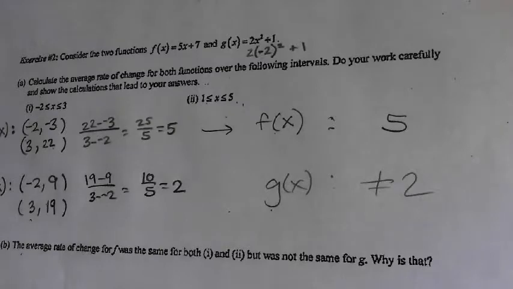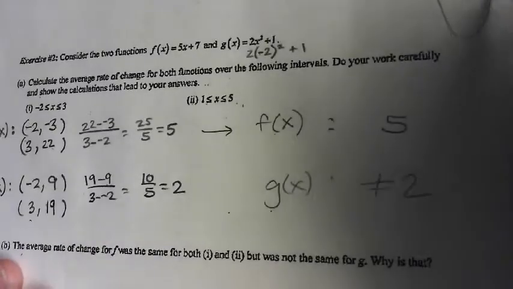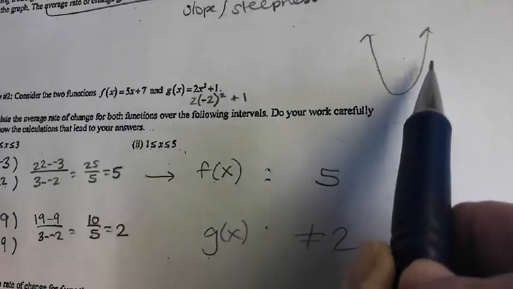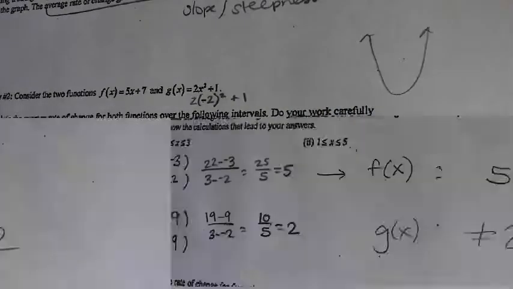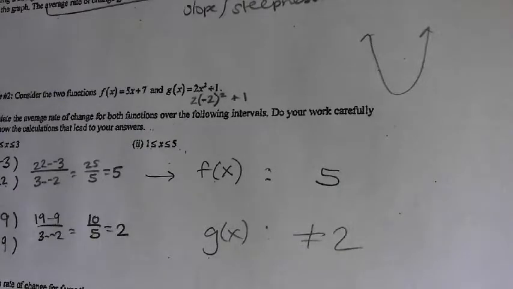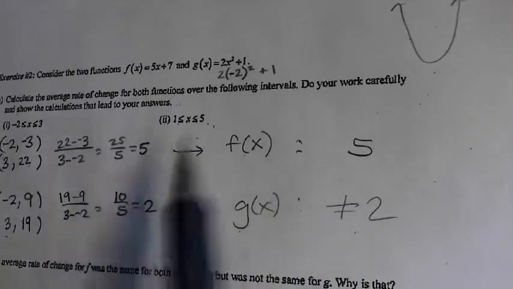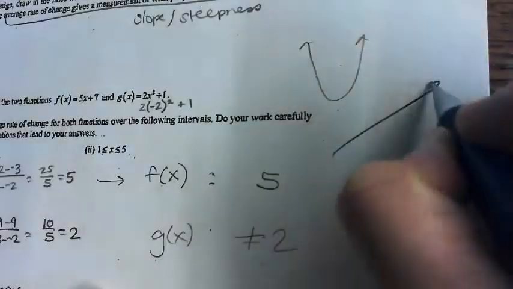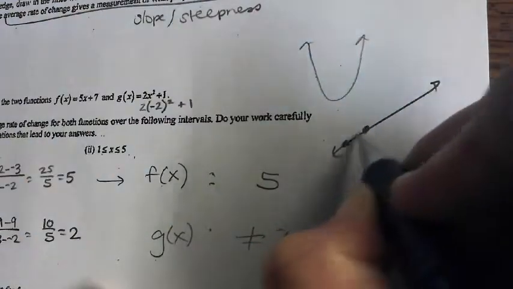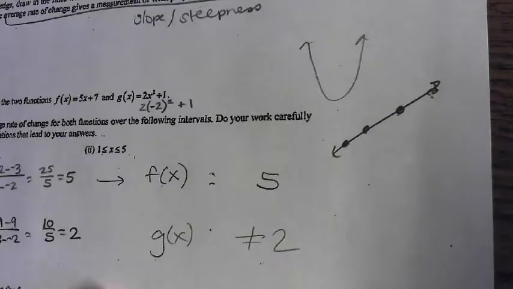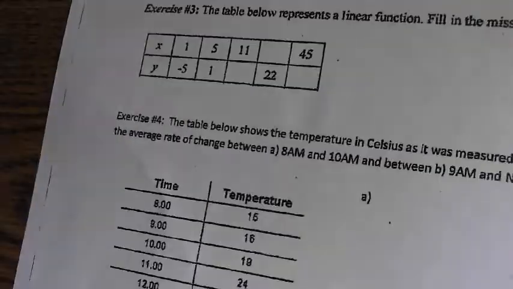G of x is a quadratic. And the slope on a quadratic is constantly changing. It's negative, it's negative, it's negative, it's 0, it's positive, it's more and more positive, it's getting steeper positive. It's always changing. So depending on the interval for a quadratic, it's going to be different. But on a line, the interval doesn't matter. If you calculate the slope from there to there, it's going to be the same as if you calculate a slope from here to here. Doesn't matter. You already know that about lines, just something to point out.